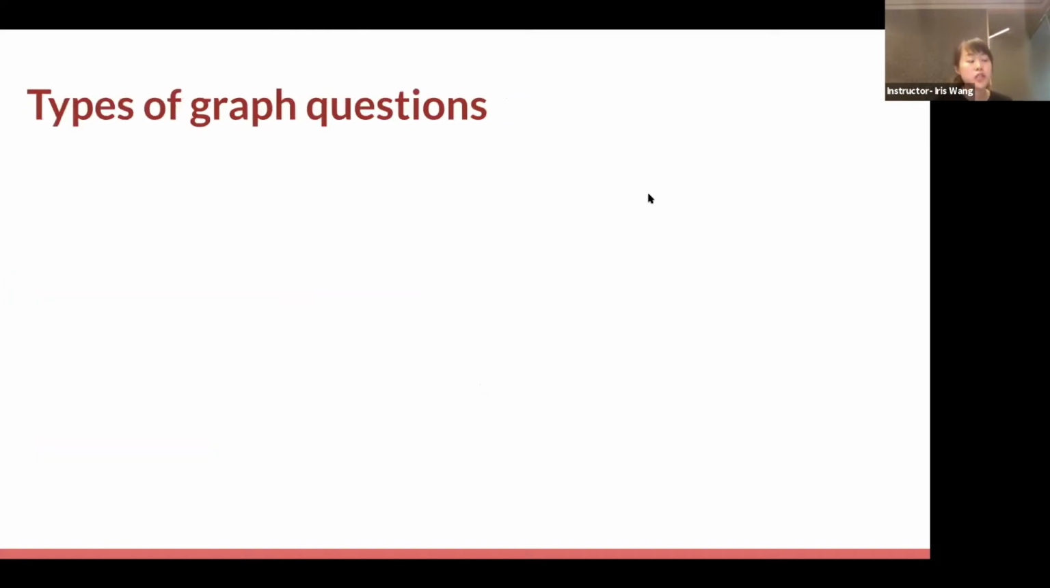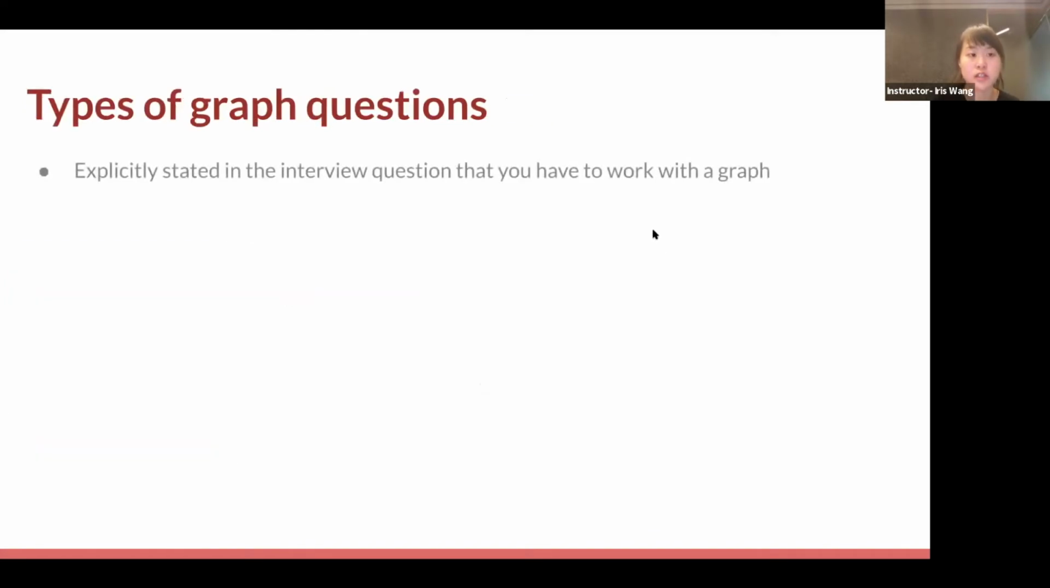Cool. So just in terms of the types of graph questions, there are two. One is that it'll be explicitly stated in the interview question that you have to work with a graph. So your interviewer will be telling you, hey, you have a graph, how do you do this with the graph?